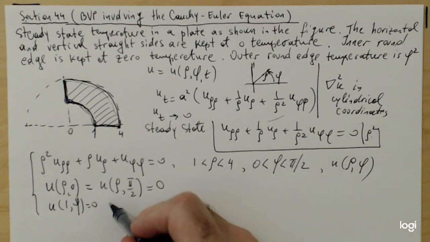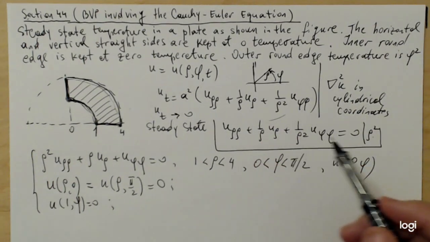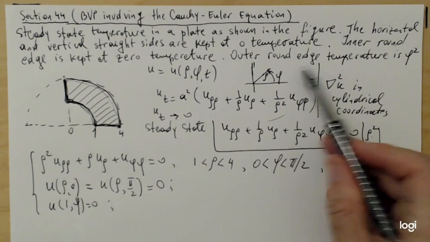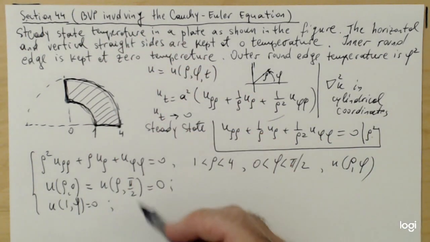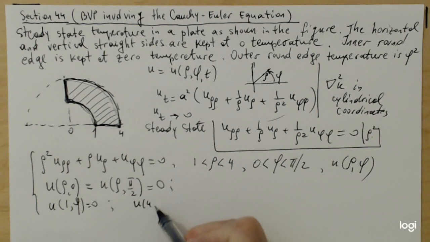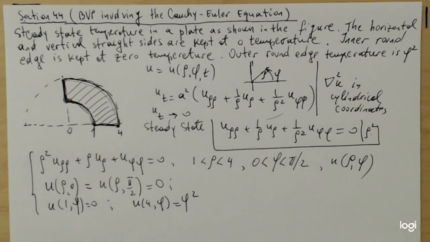And then finally, the non-homogeneous condition, which remember is dealt with at the end in the process. It says that the outer round edge temperature is phi squared. So for the outer edge, the round one, the radius is 4. And we set this equal to phi squared. All right, so that is the formulation of the problem.